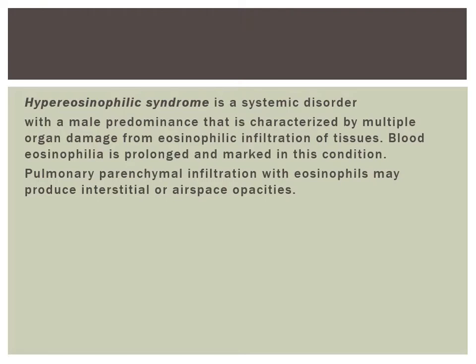The more severe form is hypereosinophilic syndrome. It's a systemic disorder with a male predominance, characterized by multiple organ damage from eosinophilic infiltration of the tissue. Blood eosinophilia is prolonged and marked in this condition. Pulmonary parenchymal infiltration with eosinophils may produce interstitial or airspace opacities.